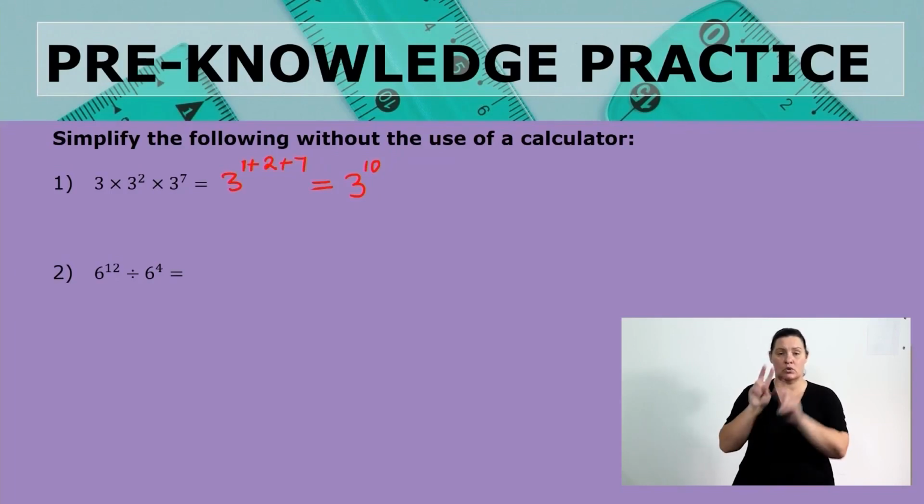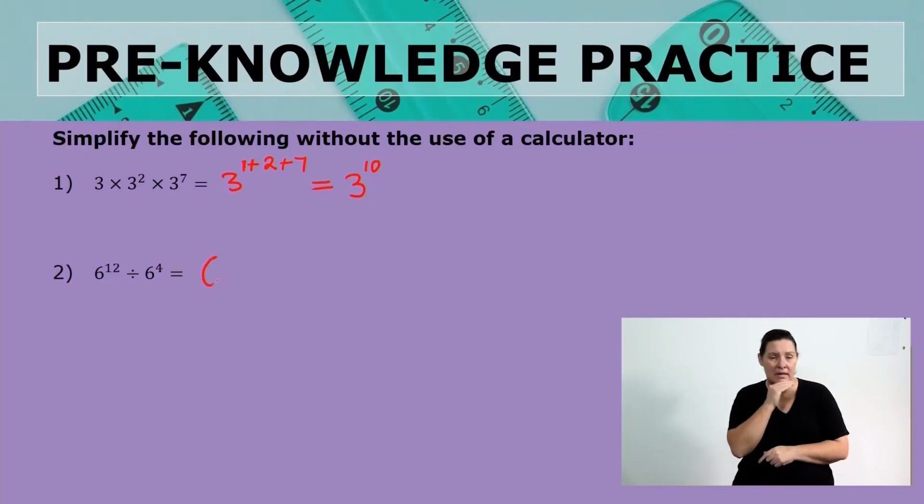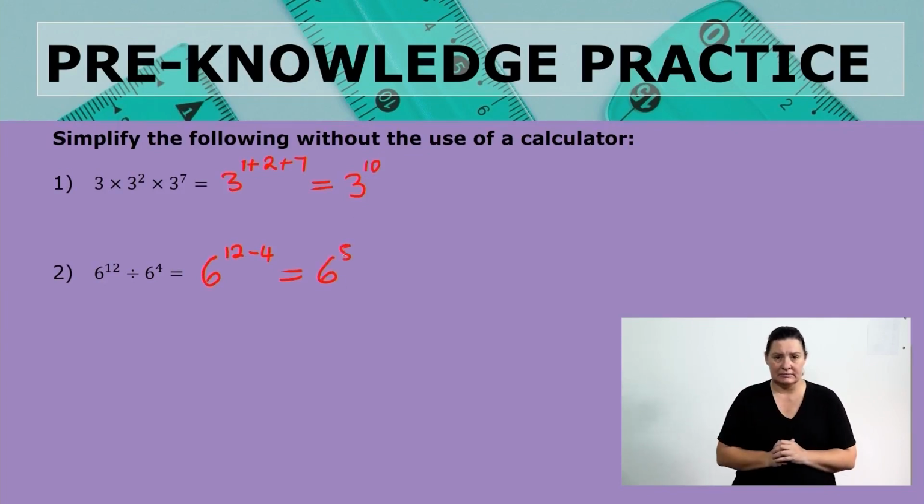So we have 6 to the exponent 12 divided by 6 to the exponent 4. Another reminder again that if we are dividing powers of the same base, then we are going to subtract the exponents. So this means we are going to have 6 to the exponent 12 minus 4. And that leaves us with a final answer of 6 to the exponent 8.